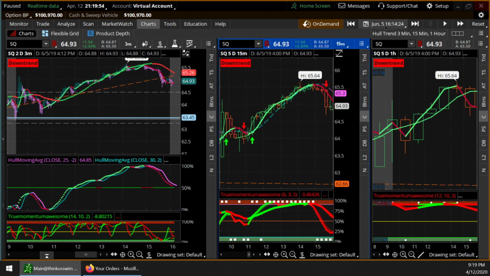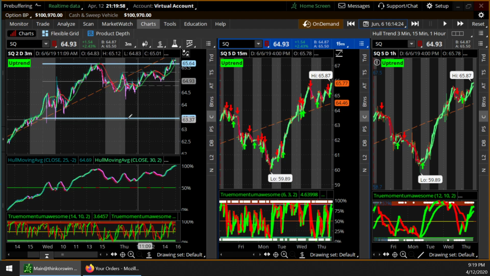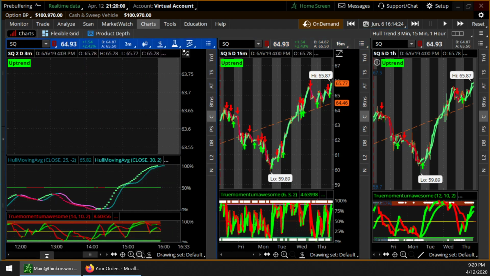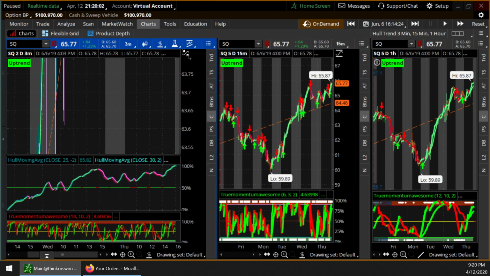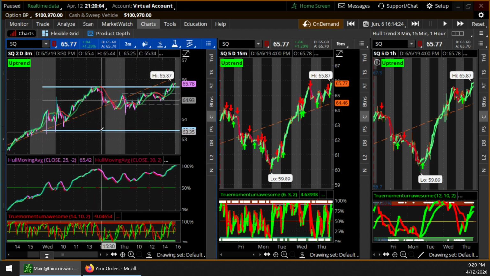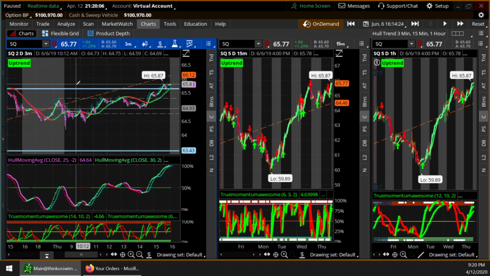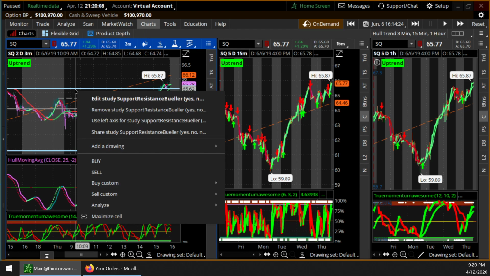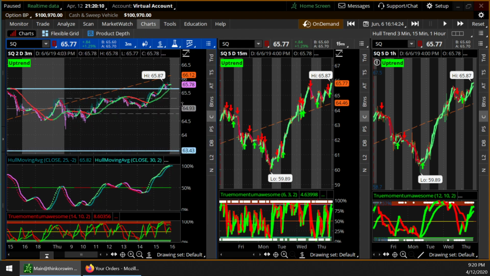Let's see, we'll go over the 6th. You can see on Bueller's lines, I changed all the colors. They were all bright and stuff. Too many colors bugged me. So I just colored I believe it was the high and the low the previous day, and then I dotted the more minor support and resistance lines.